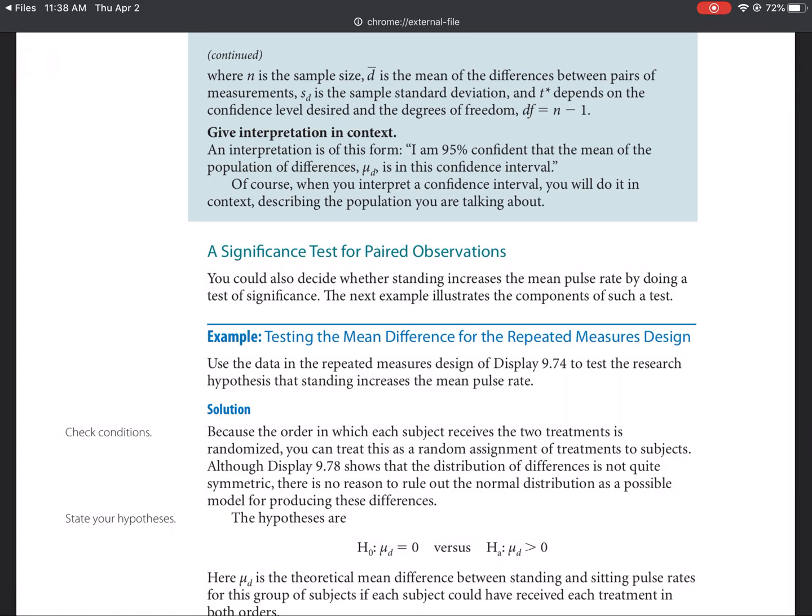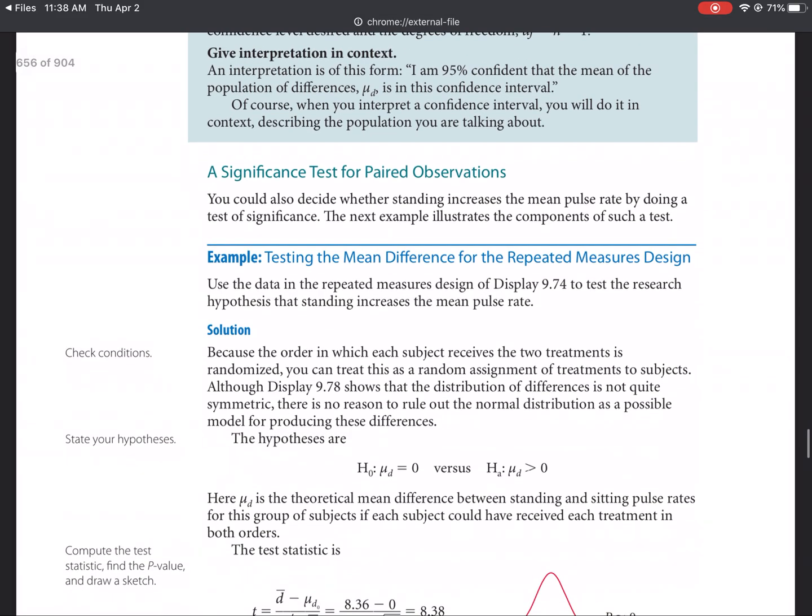And when you give your interpretation, you're going to say something along the lines of, I'm 95% confident that the mean of the difference, so mean of the difference, not the difference between the means, okay? So that the mean of the difference is somewhere between blank and blank, okay?